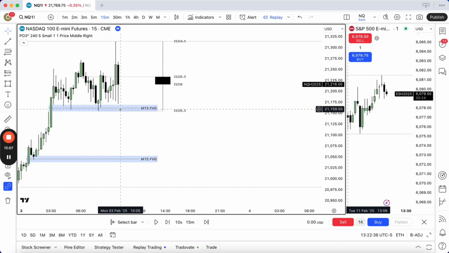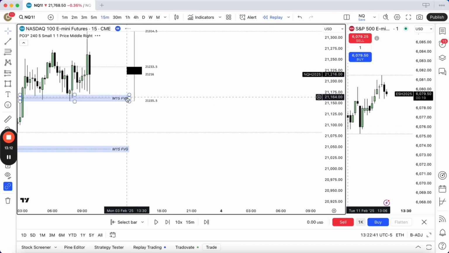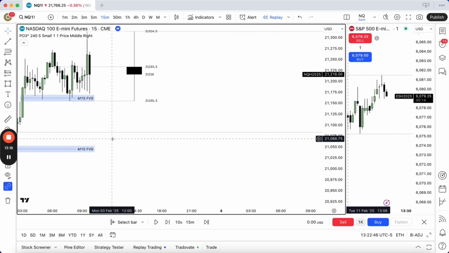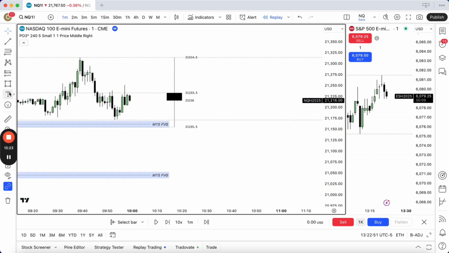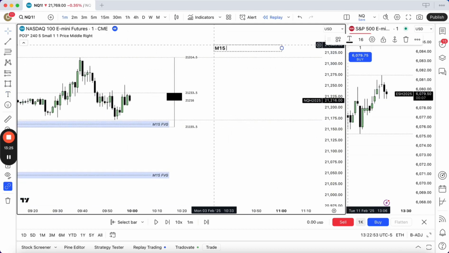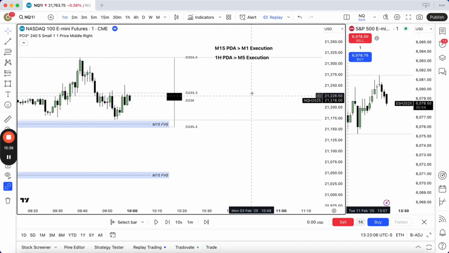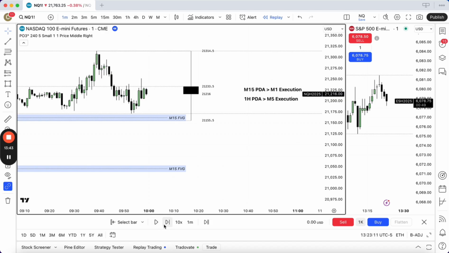Okay, so it is currently 9:45. I am waiting for the 10 a.m. candle to open. Guys, remember, these PD arrays are on the 15-minute time frame. The 15-minute time frame is aligned with a 1-minute time frame. So 15-minute PD array, M1 execution; 1-hour PD array, 5-minute execution, right? Just remember that. So let's see what happens.